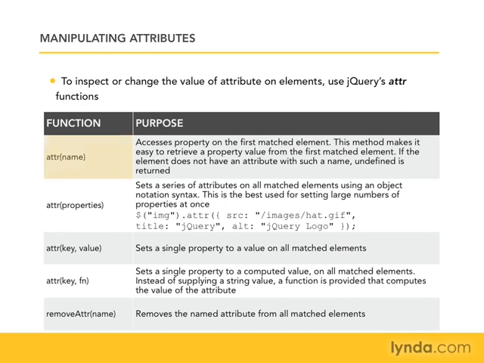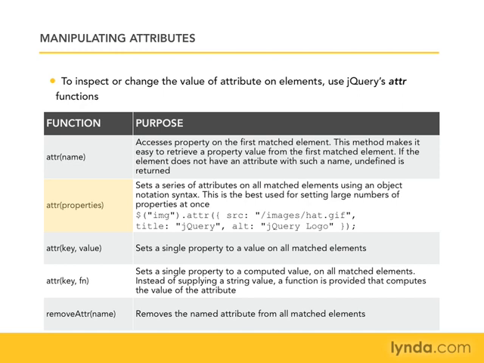So there's a couple of ways you can use the attribute function. First, if you want to retrieve the value of an attribute, you simply call the attr function with the name of the attribute that you want to retrieve. So for example, if I wanted to get the value of the source attribute on an image, I would simply write attr and then pass in the attribute source, src. You can also set properties on attributes. There's a couple of ways to do that.